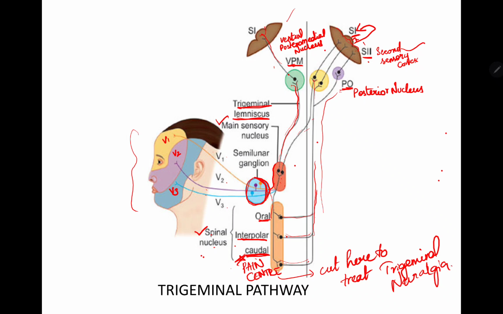Next, touch and pain use different nuclei but the same lemniscus. See, touch and pain have different nuclei, the spinal nucleus and the main sensory nucleus, but they reach the thalamus via the same lemniscus. They reach via the same lemniscus, the trigeminal lemniscus, to reach the cortex of the brain. So that is the trigeminal pathway for you all.